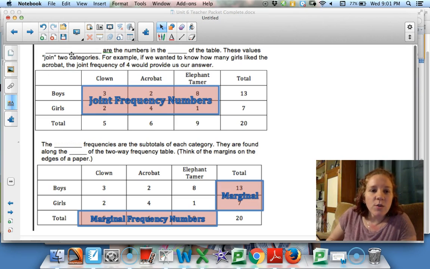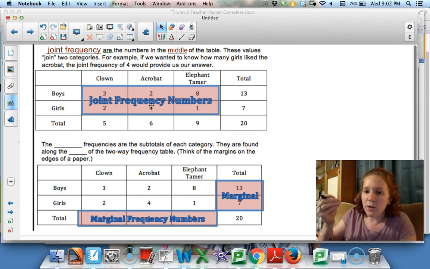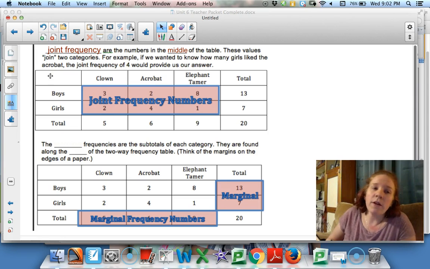When you're looking at a two-way frequency table, the joint frequencies, I should have made that plural, the joint frequencies are the numbers in the middle of the table. So there are these pieces of data that join two values. So this 3 here is boys who like clowns. This 4 is girls who like acrobats. So it's putting two different pieces of information together. That's why we call them joint frequency, because they're joining two categories.